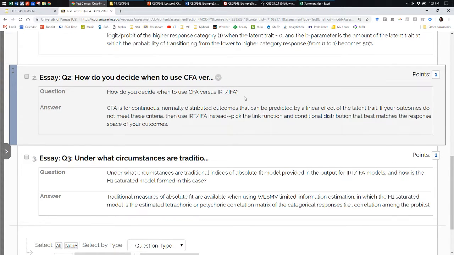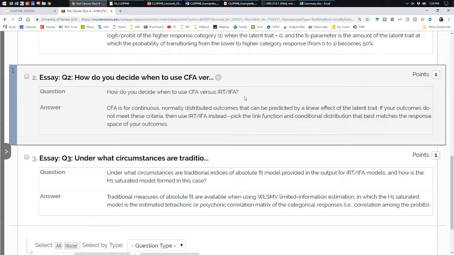Everybody got the second one, thank goodness. How do you decide when to use CFA or IRT-IFA? One clarification on terminology. It's not necessarily the problem that the responses aren't normal. It's that when you have responses that are bounded, a linear prediction of those responses from the factor is implausible. That linear prediction has to shut off at the boundaries of your scale.